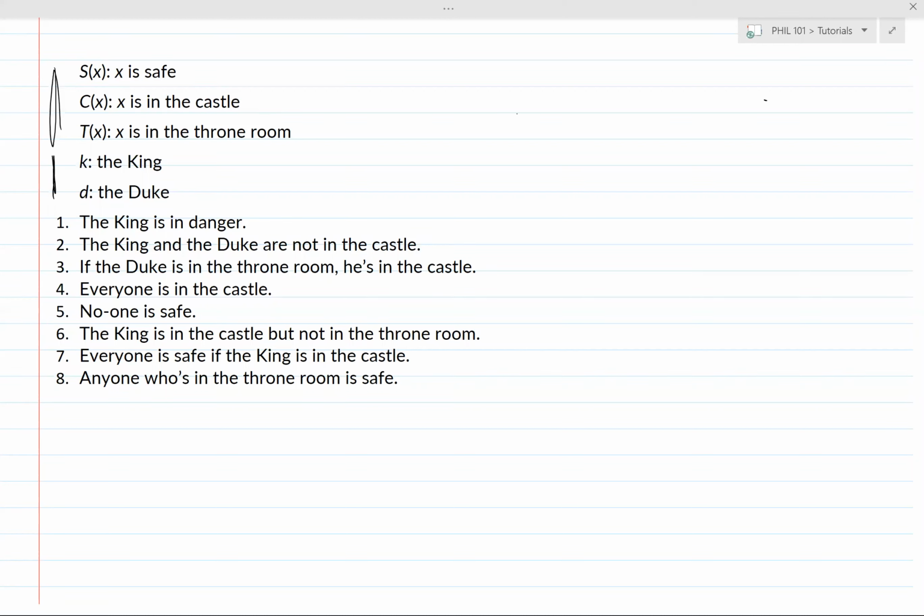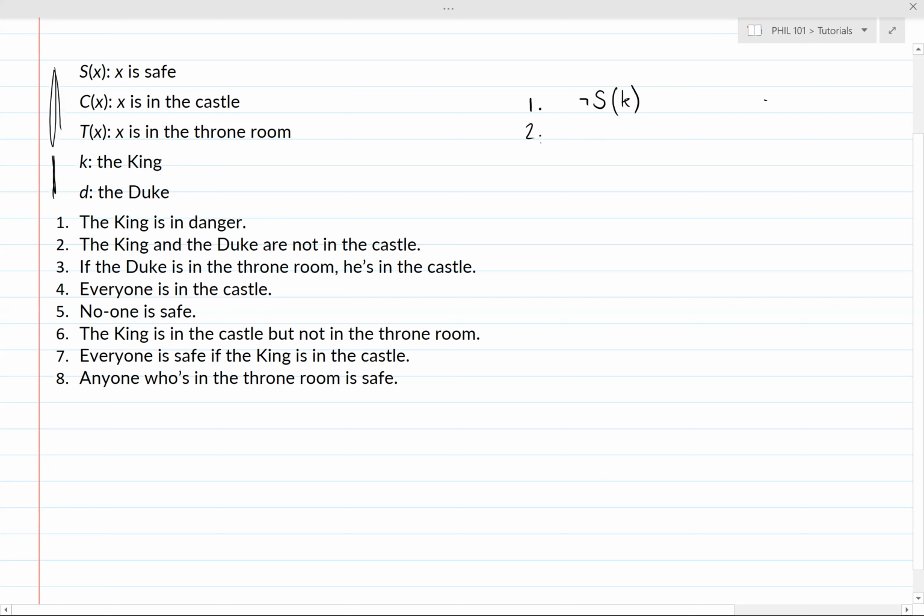Number 1 says the king is in danger. I don't actually have a predicate for being in danger, but for the purposes of this exercise, I'm going to interpret being not safe as being in danger. And who is not safe? It's the king.